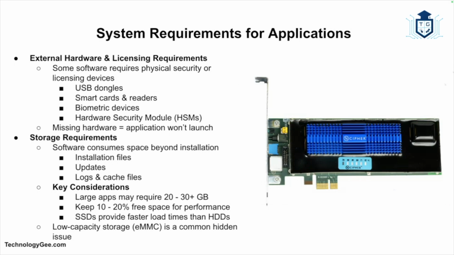All right, so moving on, we have external hardware tokens. So some software requires physical external devices for security or licensing. First one we have is called a USB dongle license. And basically, this is used for high-end professional software like MATLAB or AutoCAD or music production suites that may require a dongle. You got smart cards and readers where they're used in government, healthcare, and enterprise for multi-factor authentication.